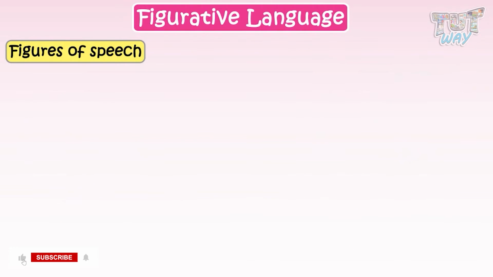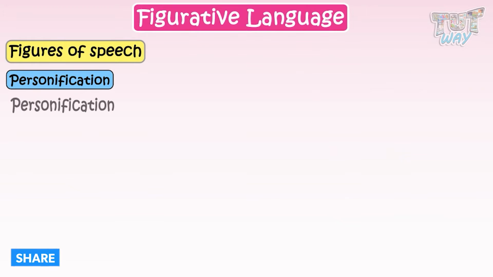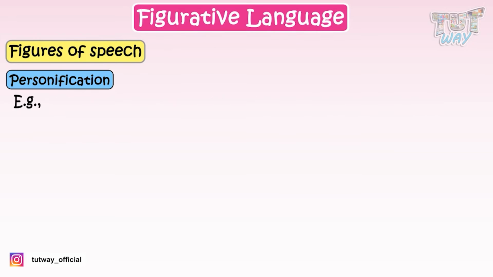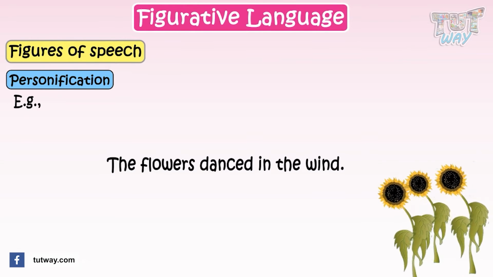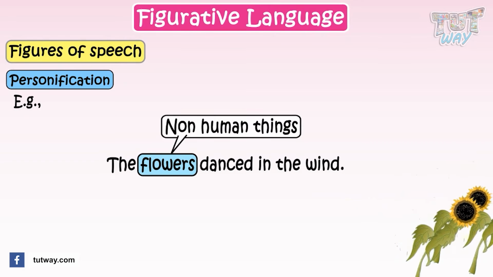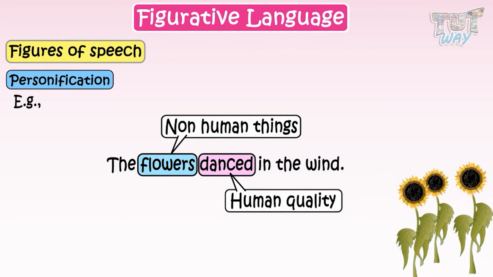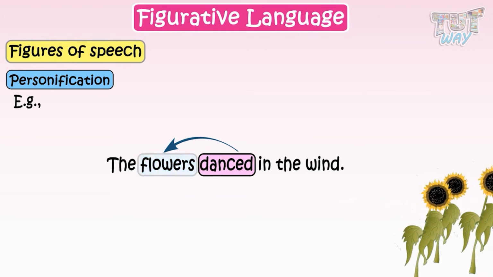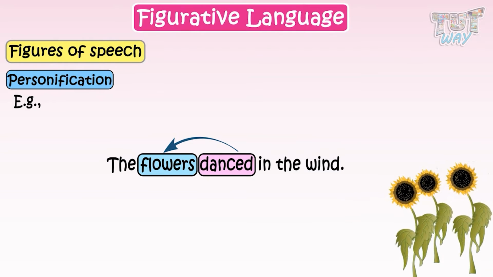Now let's learn next figure of speech, which is personification. Personification is a way of writing where you describe non-human things with human characteristics. That is, we talk about non-living things like we are talking about living things. For example, the flowers danced in the wind. The flowers are non-human things, but dancing is a human quality. So, we are using the word dancing with a non-living thing, flowers. So, this is a personification.